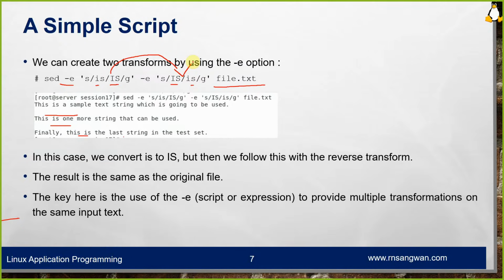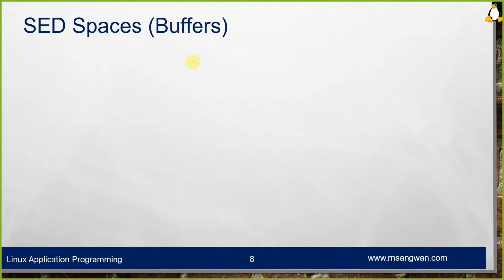The key here is the use of -e, which is a script or expression, to provide multiple transformations on the same input text. SED spaces or buffers make it more powerful, because with them we hold some data in a buffer and then continue searching. Then we pull back our data, like the concept of variables. We hold a value temporarily in a variable, then use another value, pull back the old value, and then change it. So buffers play a very vital role in SED, because they give you more power to process or transform the data from the files.